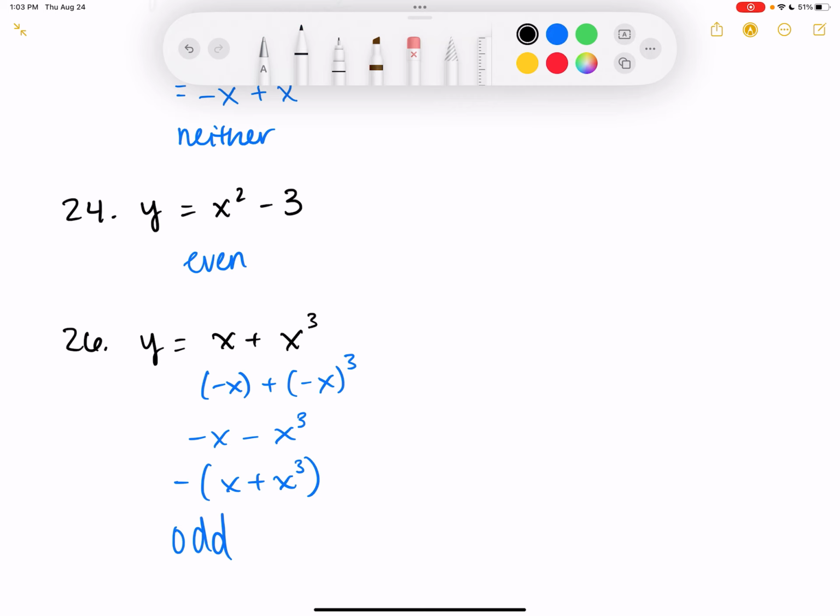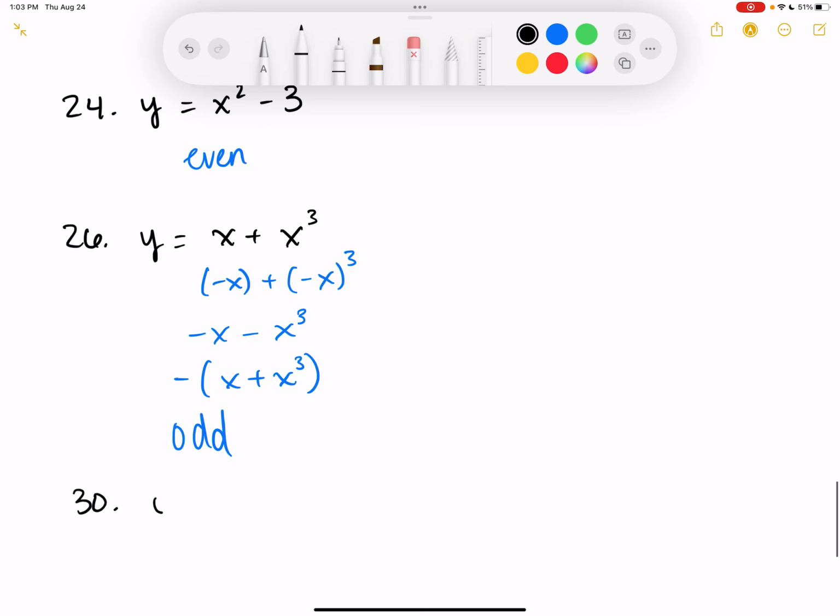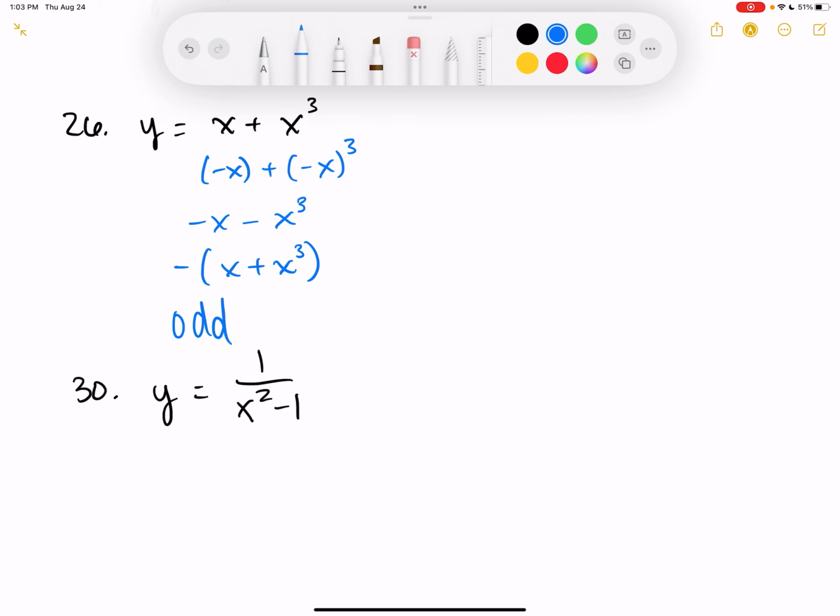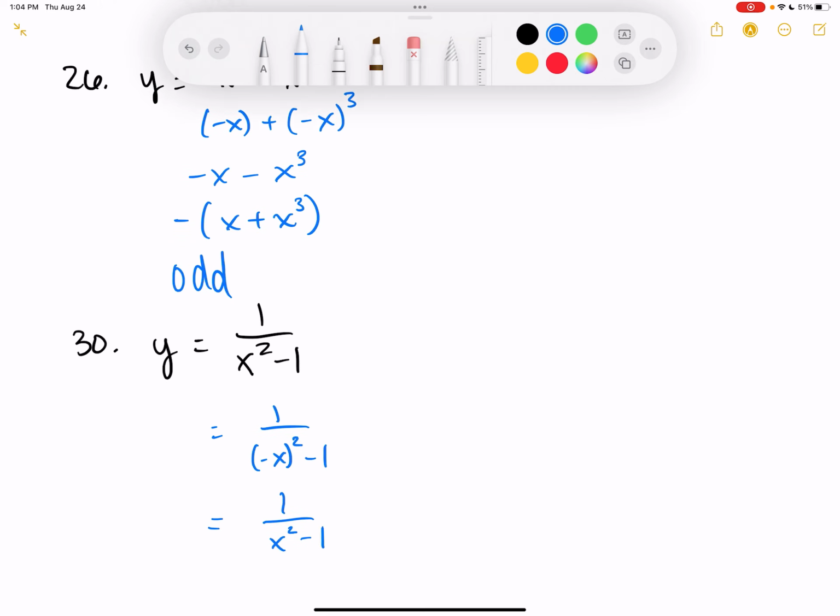Number 30: y equals 1 over x squared minus 1. So if you put in negative x, so 1 over negative x squared minus 1, what does that give us? 1 over x squared minus 1. So it did not change, which means it's even.